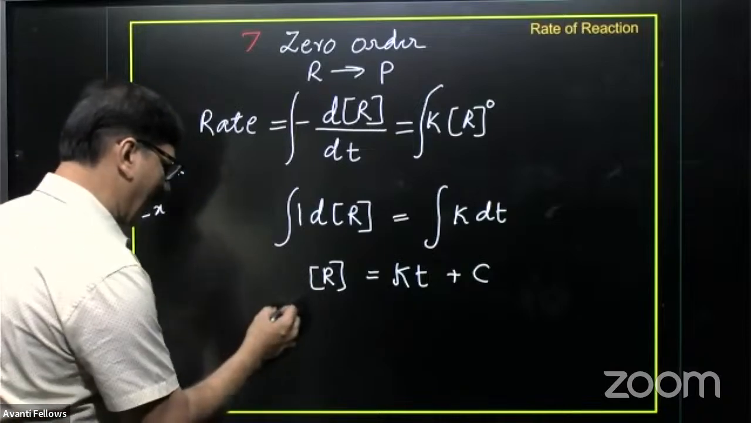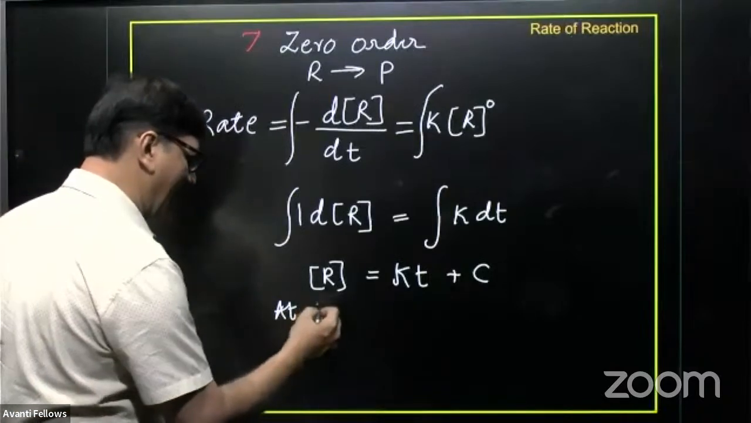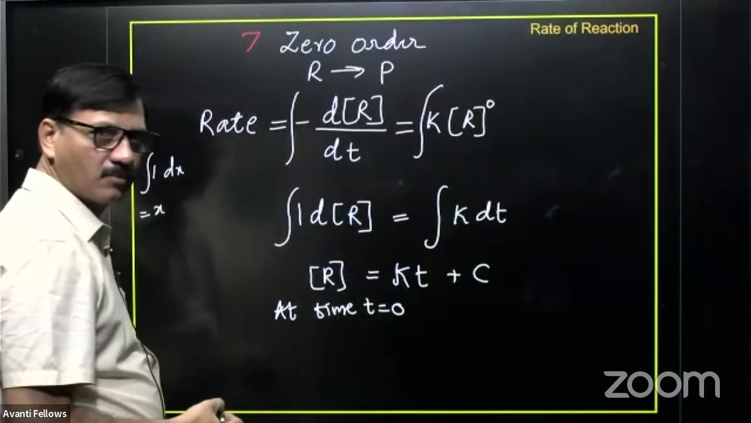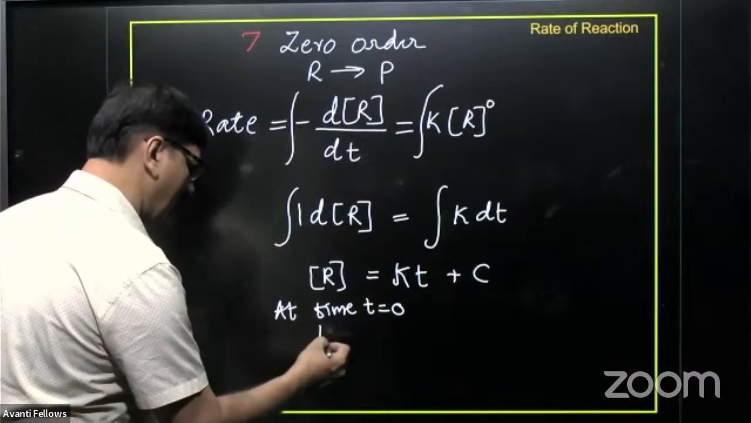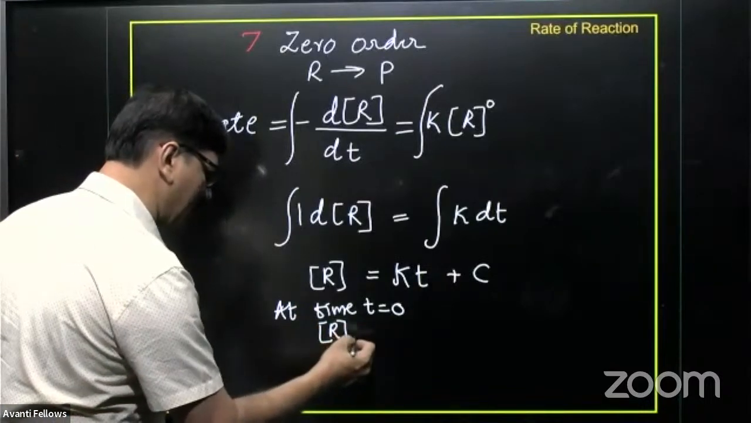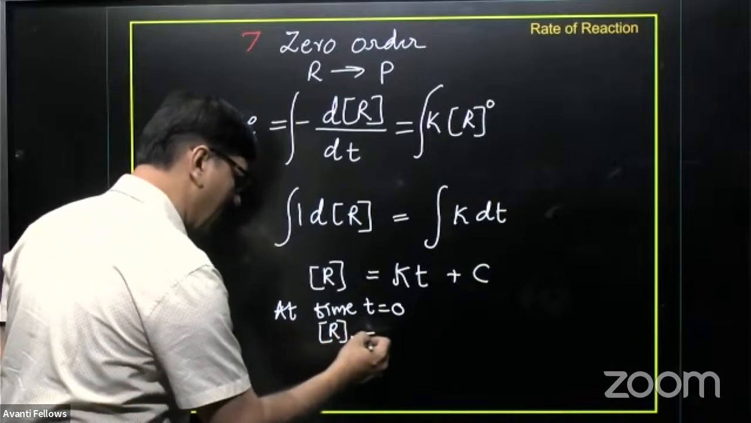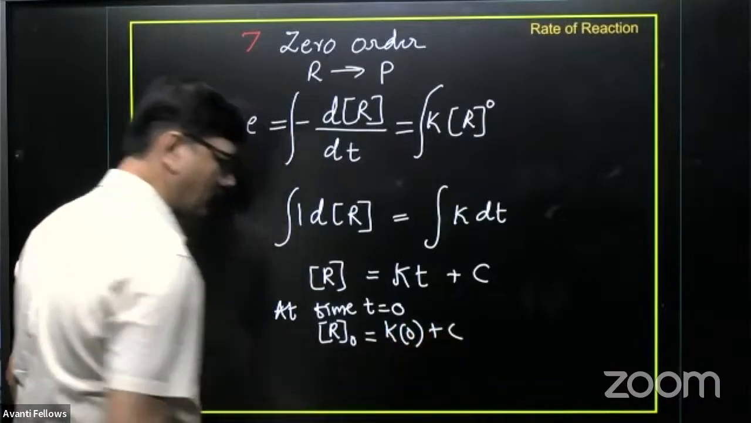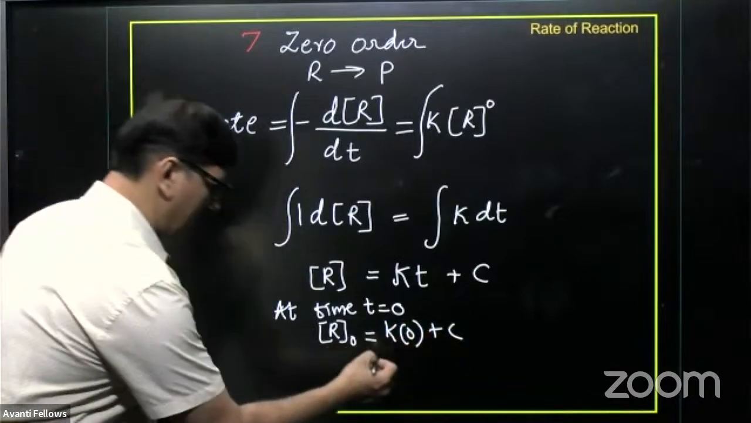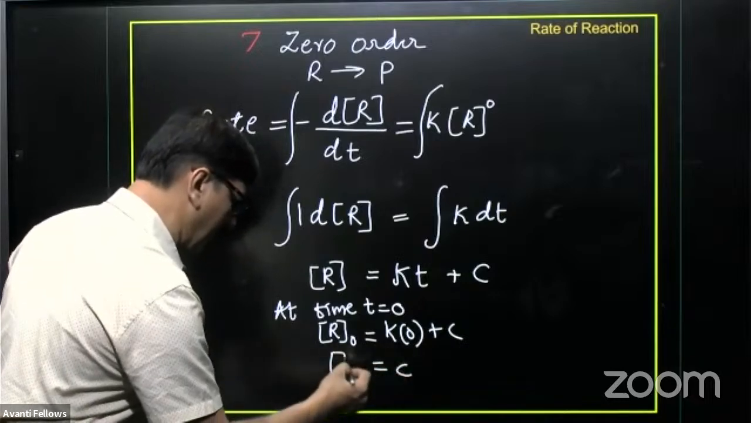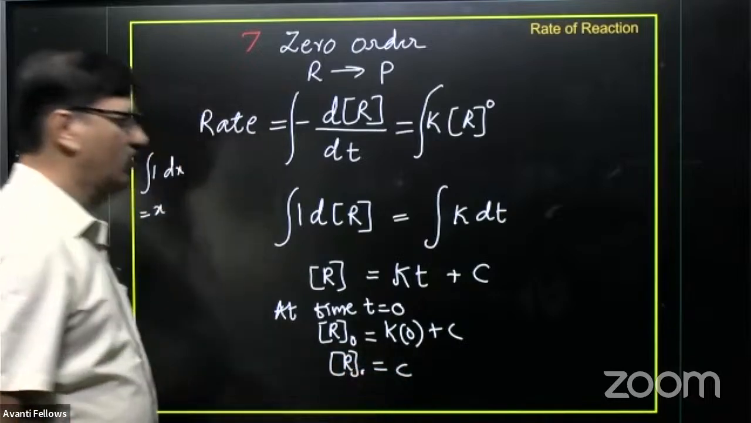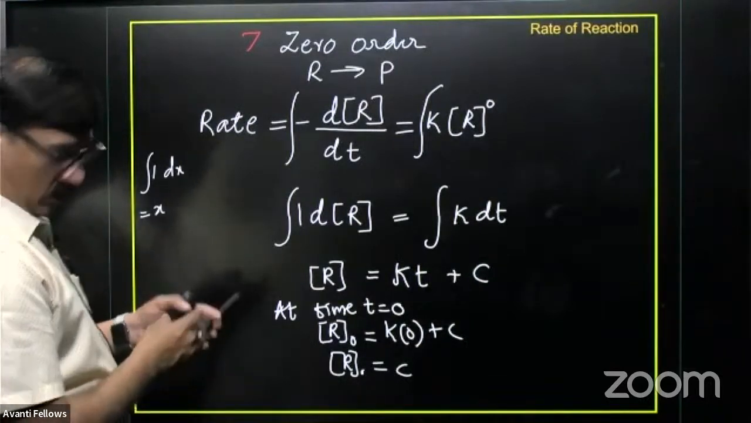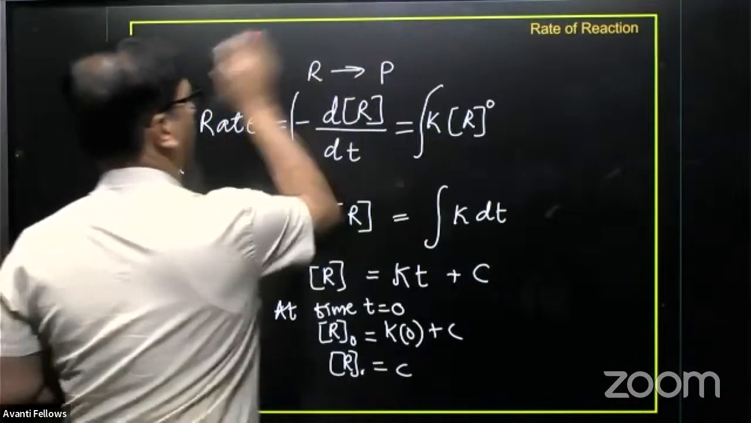Now, at the time t is equal to 0, we consider the concentration of R is R0, and this k into time t is 0, plus c. Therefore, this constant of integration is nothing but the initial concentration. So it is nothing but initial concentration, right?